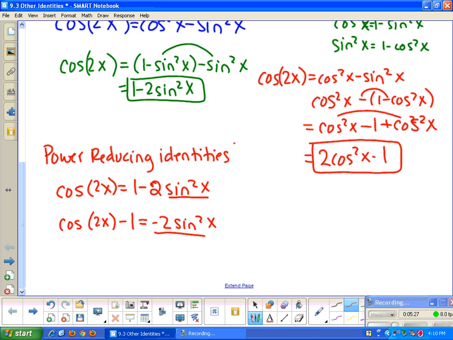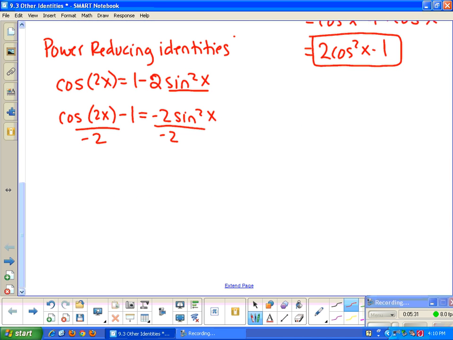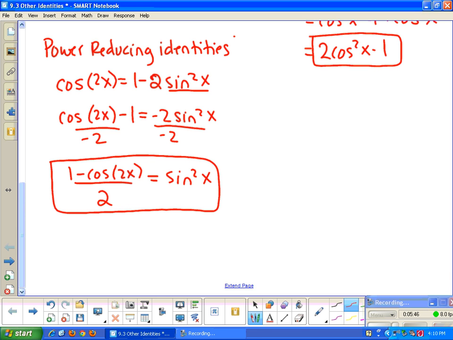Then I would have to divide both sides by -2. So when I divide both sides by -2, I end up with, and I'm going to change the signs of my numerator, so 1 minus cosine 2x over 2 equals sine squared x. So this is my sine power reducing identity that I can use.